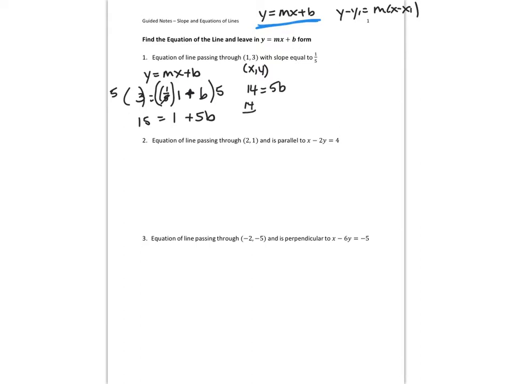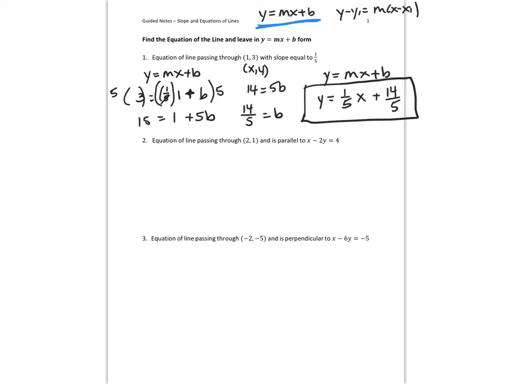That's 14 over 5. Let me erase that where you can read it better. 14/5 = b. So we know y = mx + b. y equals the slope, which is 1/5, x + 14/5. And there's your equation of your line. Let me change my width.